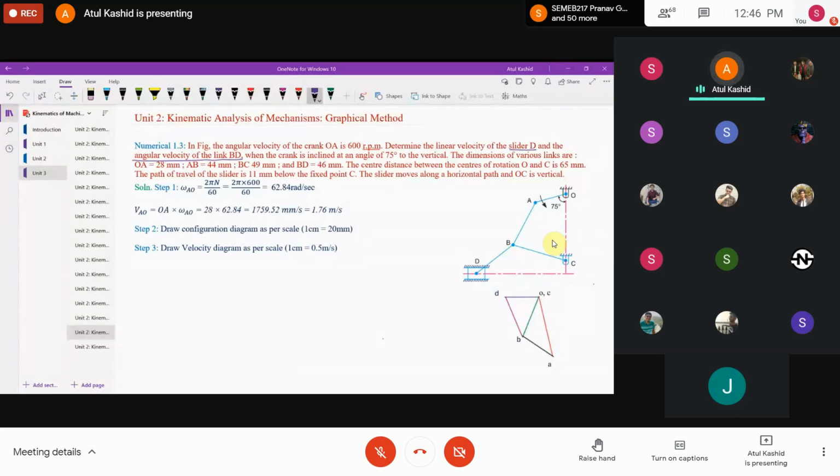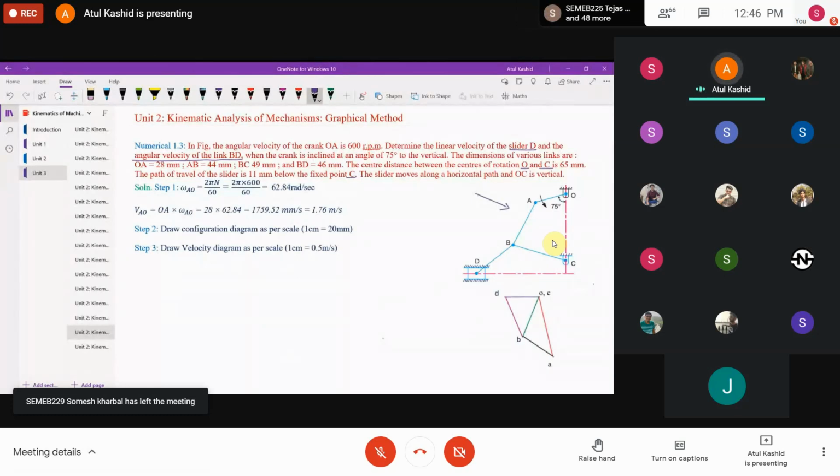The dimensions of the various links are OA 28, AB 44, BC 49, and BD 46. The center distance between the centers of rotation O and C is 65 mm. The path of travel of the slider is 11 mm below the fixed point C. The slider moves along the horizontal path and OC is vertical, right? So all these things are given for drawing the configuration diagram, right?